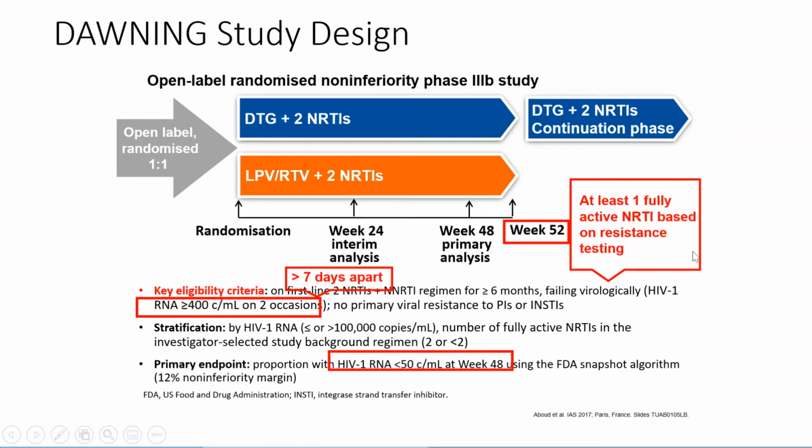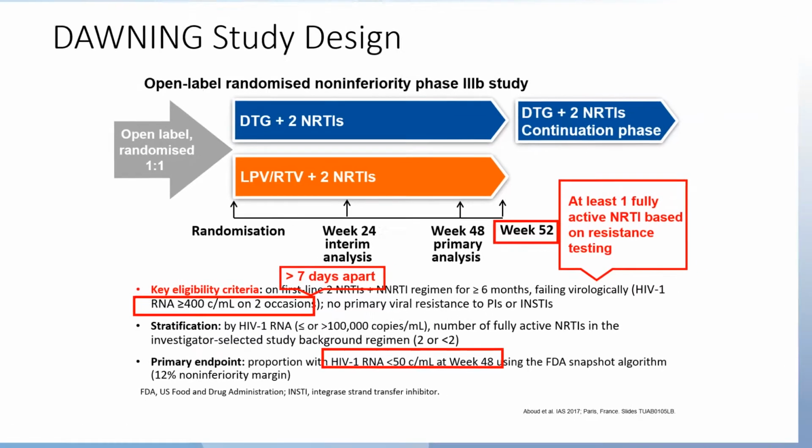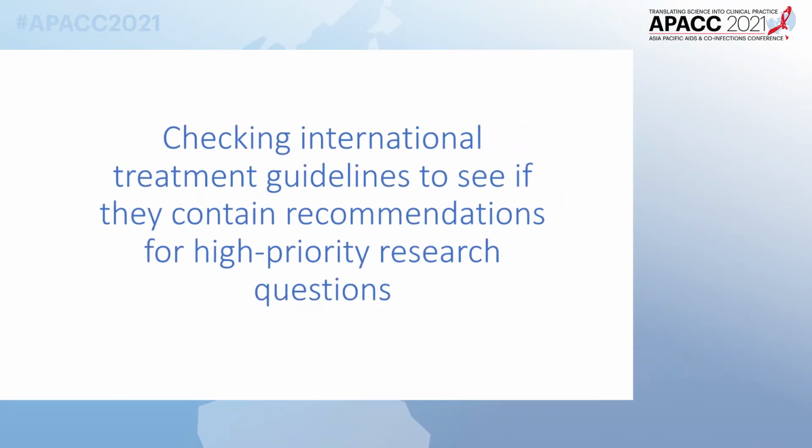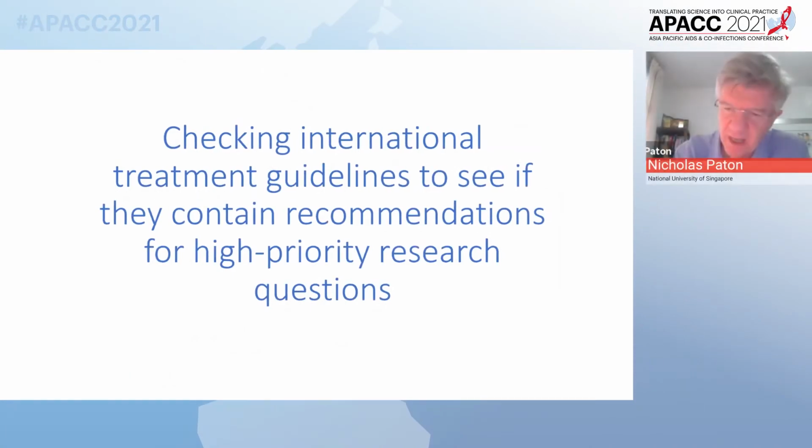The other key thing with this trial is that they mandated resistance testing, again, not part of usual practice at first-line failure, and selection of 1 active nucleoside. And then the primary outcome was a viral load less than 50 copies. So a number of things that are a little bit different from clinical practice in many settings, certainly different from the public health approach. And again, on the same topic, to get ideas, you could check international treatment guidelines.